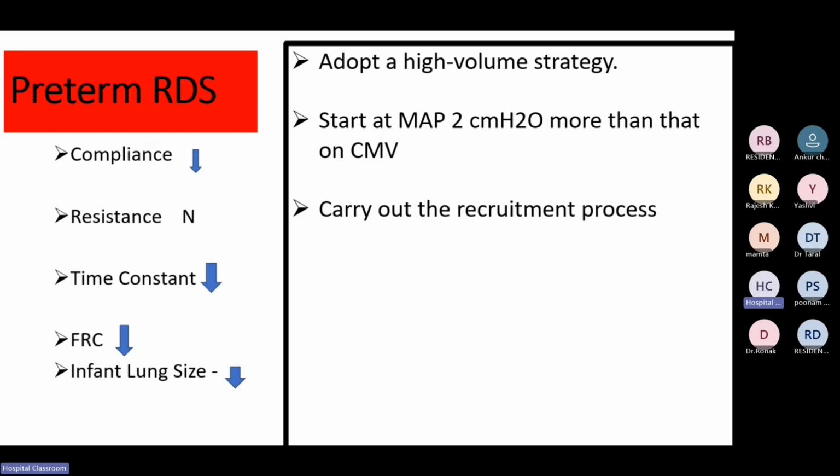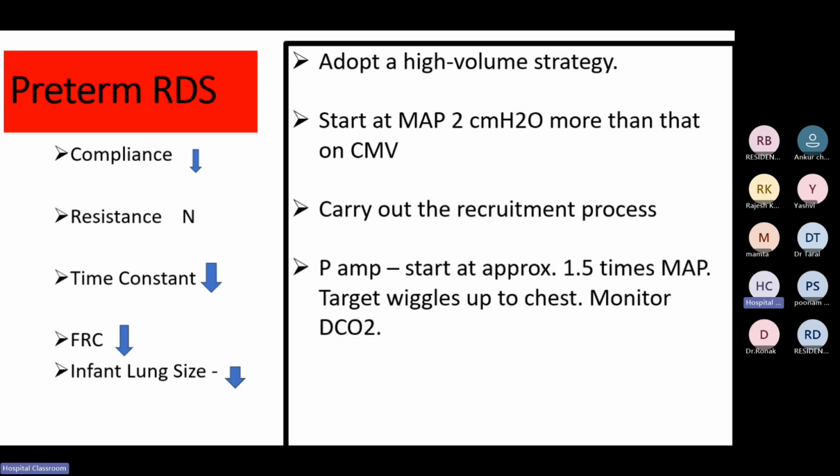You carry out the recruitment process, and you start with an amplitude 1.5 to 2 times, and you target it as per the wiggles of the chest and monitor the DCO2 levels. Because it is a preterm lung, small lung, as I told you, we have to start with a higher frequency. So around 10 to 15 hertz would be the starting frequency. And since we are dealing with oxygenation, the I to E ratio will be around 1 is to 1. Okay, because we want to improve the oxygenation.